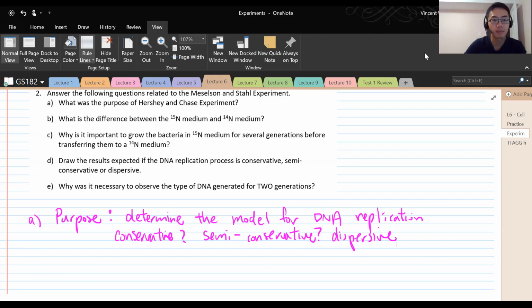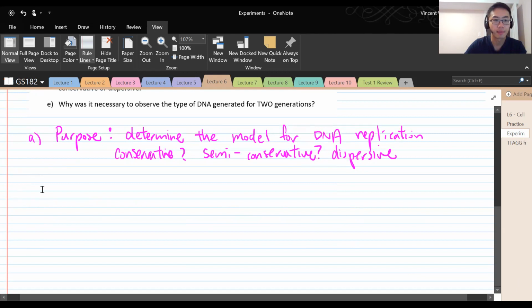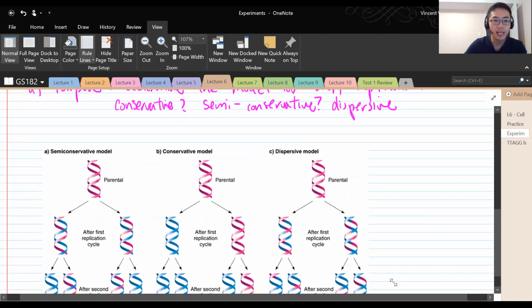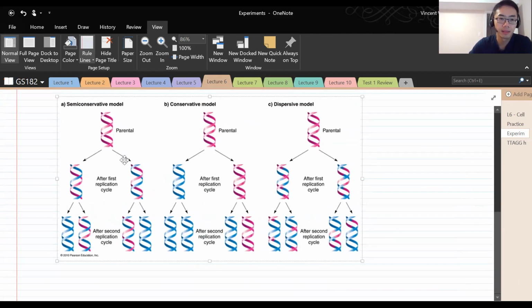Okay, so let me explain using this picture. It's much easier that way. In the semi-conservative model, we start with a parent DNA, shown here in pink. And then the semi-conservative model says that after one division, here are your daughter DNA.